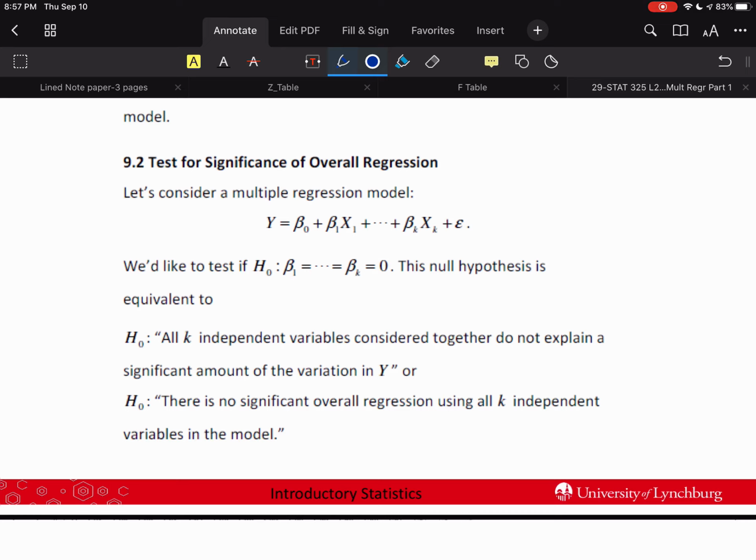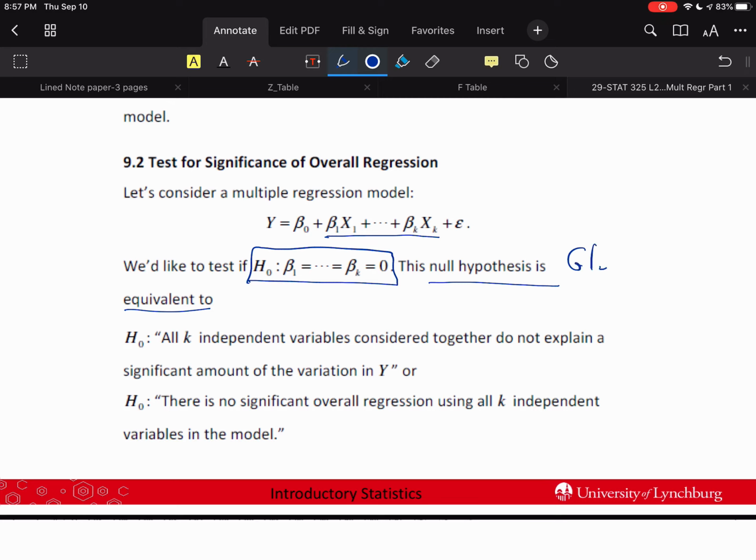So let's consider this multiple regression model that has k independent variables in it. And here's the test that we want for significance, that all of the betas are equal to 0. This is the null hypothesis for the global test.